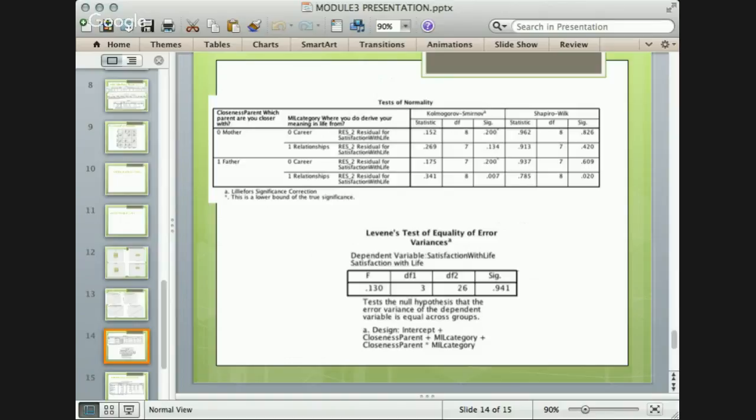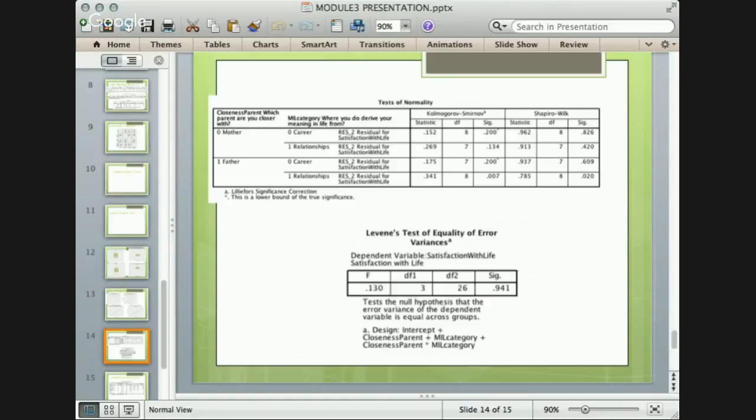And then the final one, with relationships, is actually significant, but for 3 of the 4, it's not. So we would reject the null for that one. And we can look at that with our Shapiro-Wilk test.